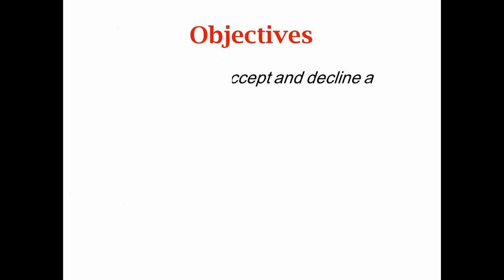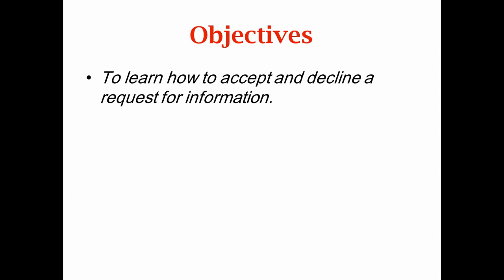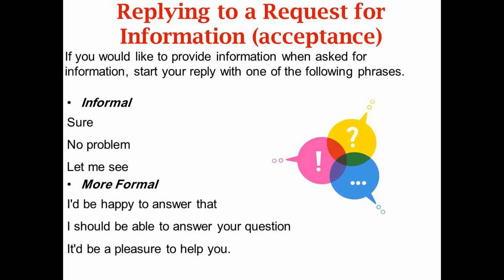Okay, now let's go back to our lesson. Firstly, let's know what are the objectives of our lesson today. We will learn how to accept and decline a request for information, and we will do some exercises. Last time we talked about how to ask for information and some formulas that I can use to ask for information. Today we are gonna take how to reply to these requests for information, how to accept and how to refuse. Firstly, let's know how to accept.